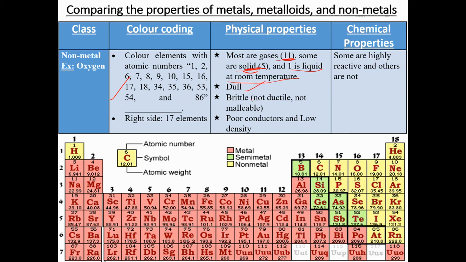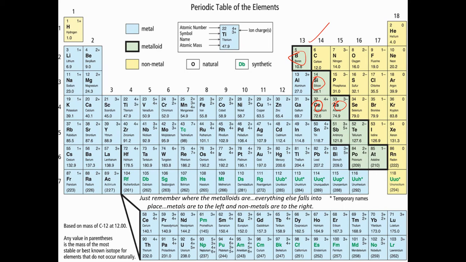Usually they're dull, they're typically brittle, so they're not ductile, they're not malleable, and they're usually pretty poor conductors and they have lower densities. And their chemical properties vary depending on which nonmetals you're looking at. Some are highly reactive, and some are not. So, for example, we know that the noble gases, these are nonmetals that are not reactive at all. They're very inert. They don't react. So again, remember that staircase, and you can remember the location of your metals and your nonmetals and your metalloids.